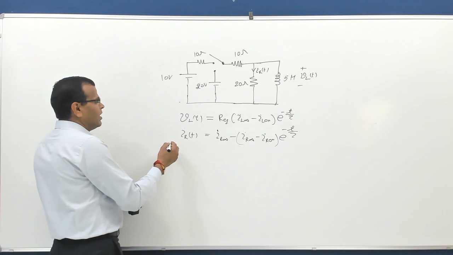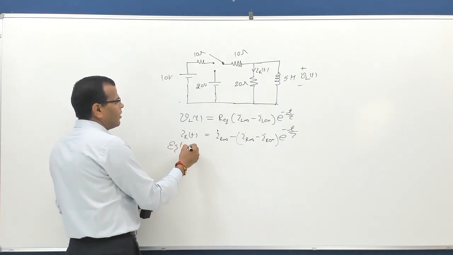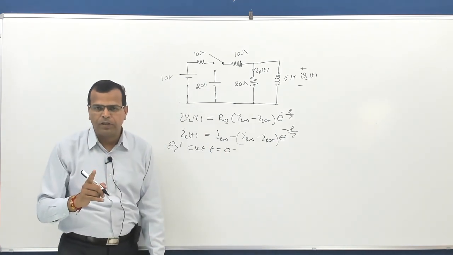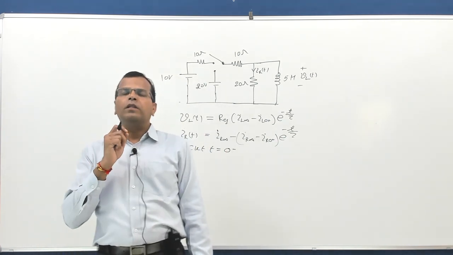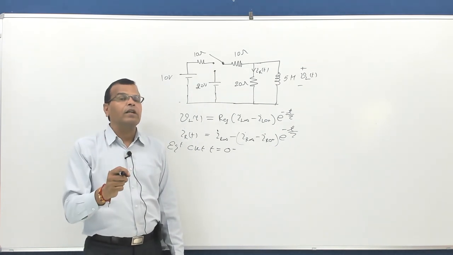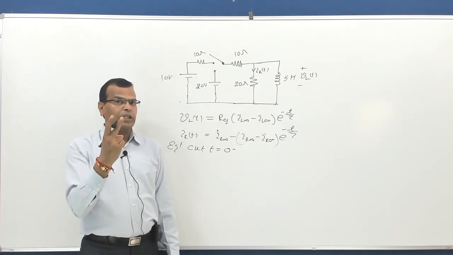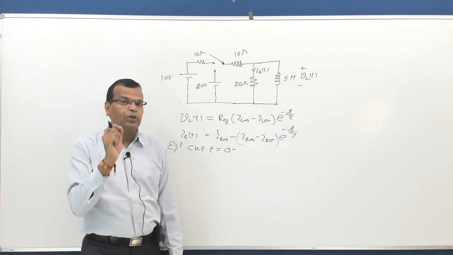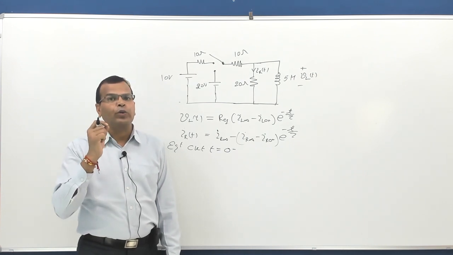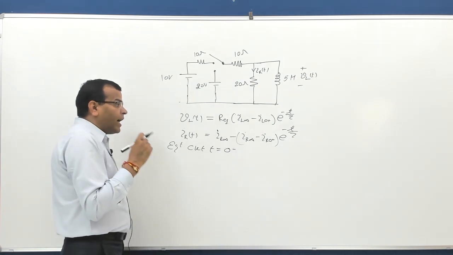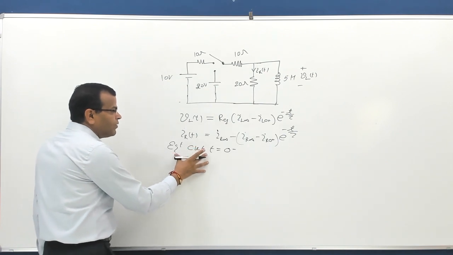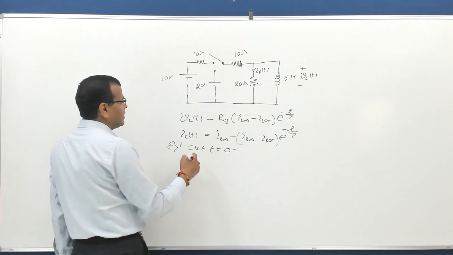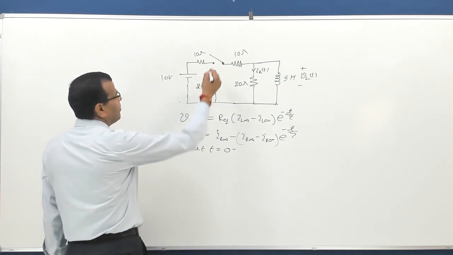So let us draw the equivalent circuit for t equal to 0 minus. Remember, I told you previously also in the previous example, the circuit is always under steady state operation at 2 instants. One, before switching operation, that is t equal to 0 minus, and at t equal to infinity. At t equal to 0 minus, I have to draw the equivalent circuit to calculate the current through the inductor at t equal to 0 minus.